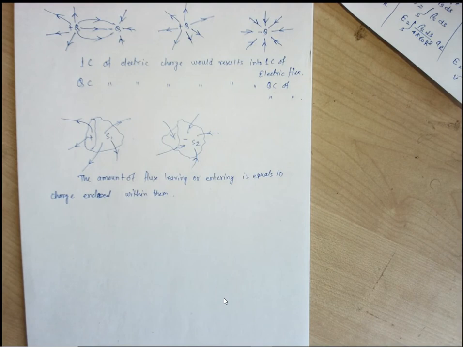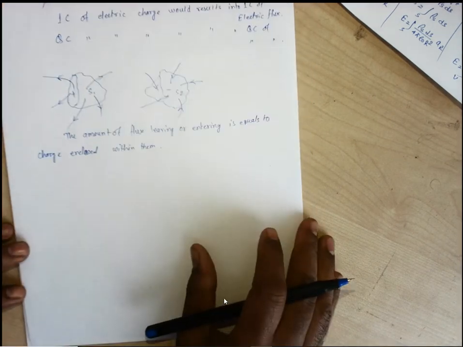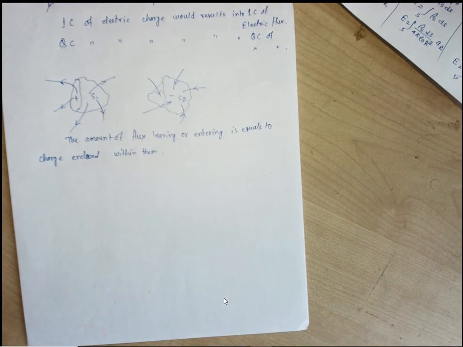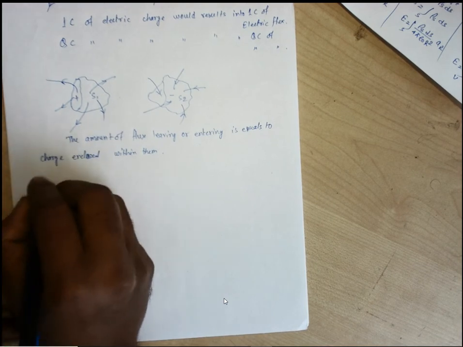So from here Gauss law comes out. So what is this Gauss law? Gauss law states that the net electric flux passing through any closed surface is equal to the net charge enclosed by that surface. Gauss law.